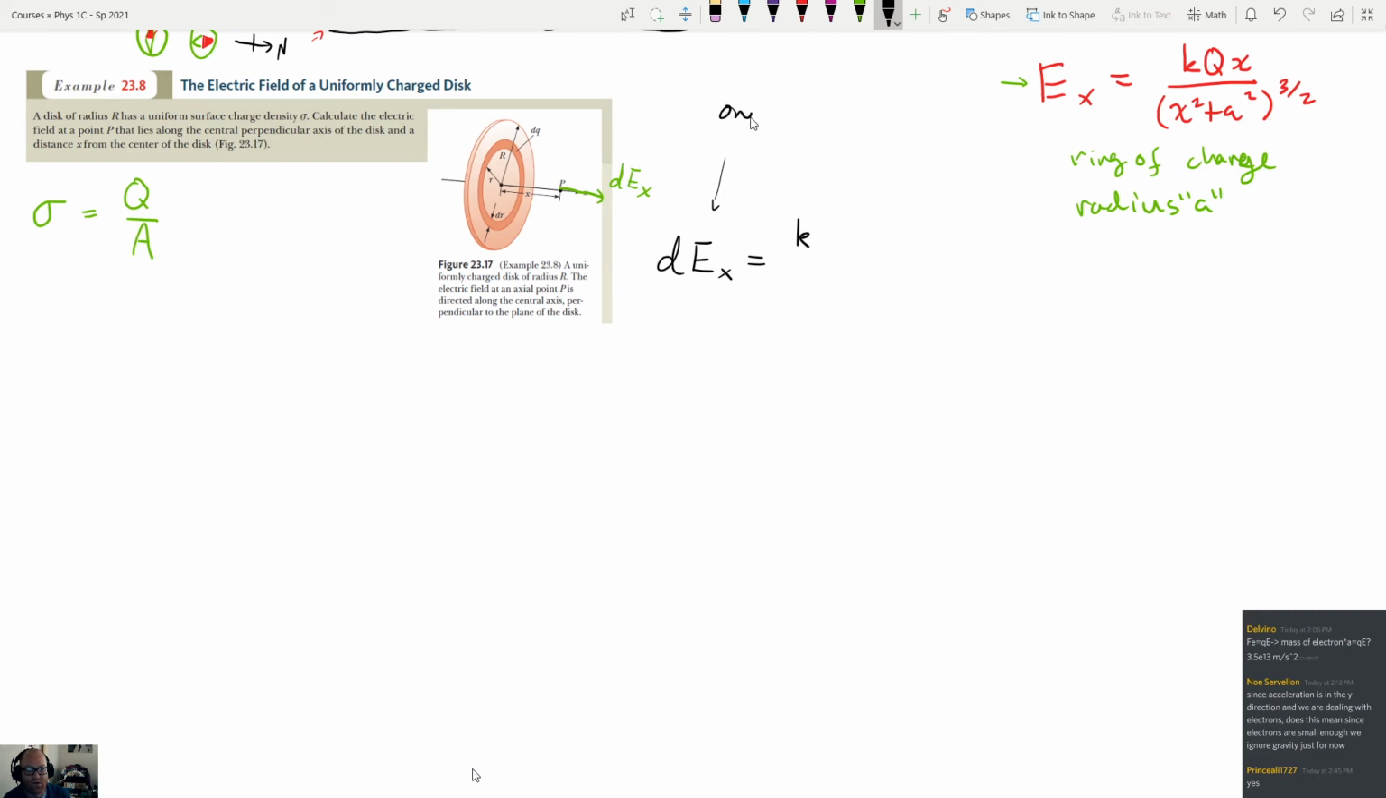This is one ring, one sliver, whatever you want to call it. dEx will be k times q. Now contained within this shaded region right here, there's going to be some amount of charge that we call dq. I don't know if you can read that, but that says dq. So that's going to be the charge on the ring. So we'll multiply by dq here. The variable x hasn't changed. In the previous problem, x was the distance between here and here. It still is, so we don't have to change the x's.